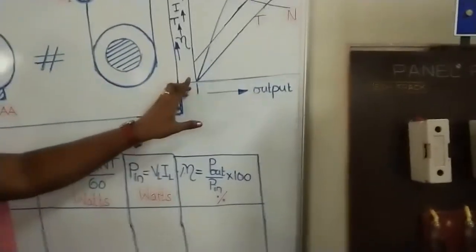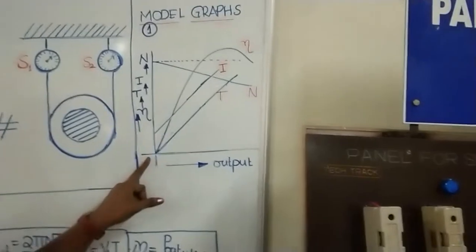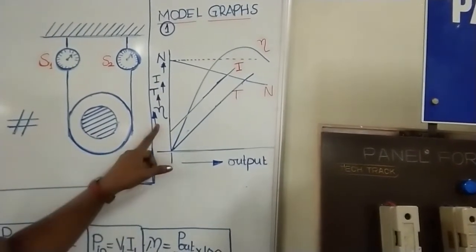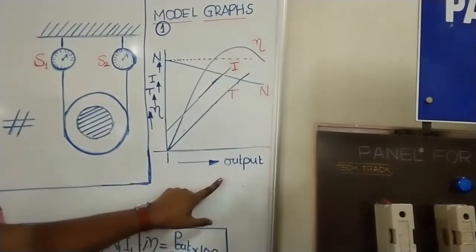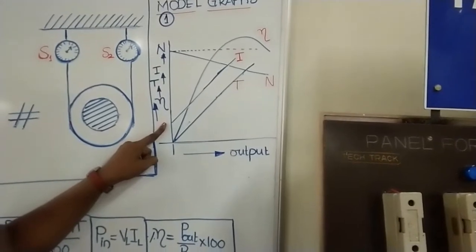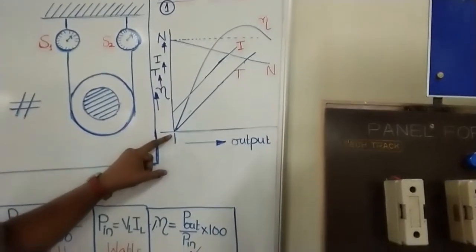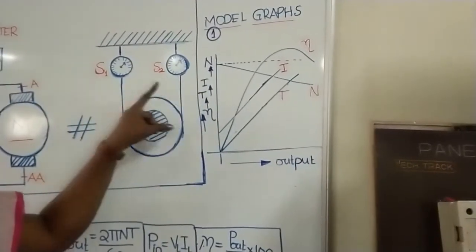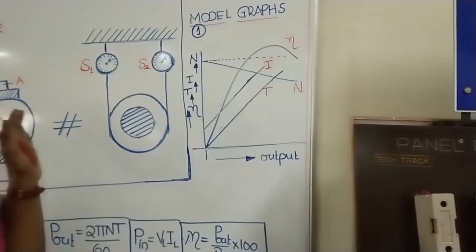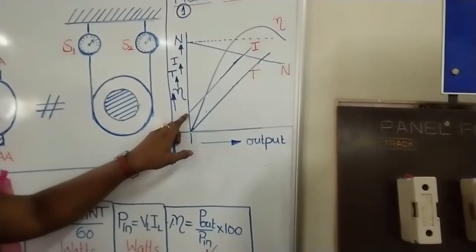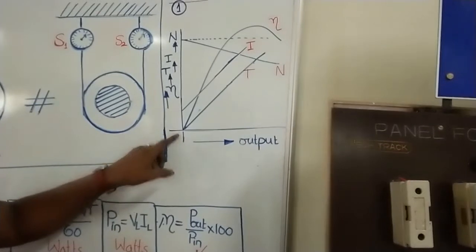If you observe, the torque gradually increases as the output increases, and this characteristic curve starts from the origin. Coming to the next characteristic curve, current variation with respect to the output: on the graph, the current starts from some value, not from the origin. This is because when there is no load on the brake drum, there will still be a minimum current drawn from the supply. That is why the graph starts from some value here.